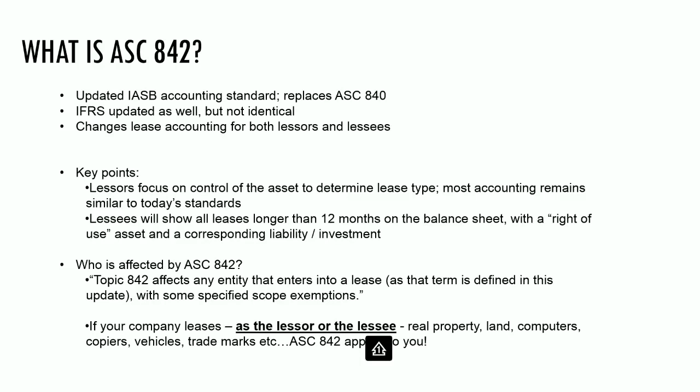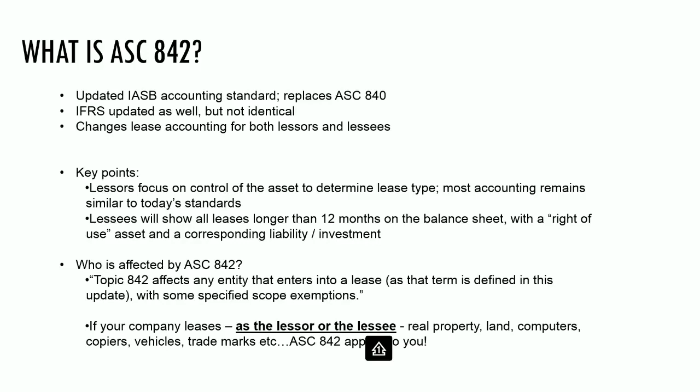Basically, it's changing lease accounting for both lessors and lessees. Lessees to a much greater degree. The key points: lessors are going to focus on control of the asset. That's how you determine the lease type. There's 3 types of leases for lessors to worry about. Most of the accounting, however, remains similar to today's standards, 840.